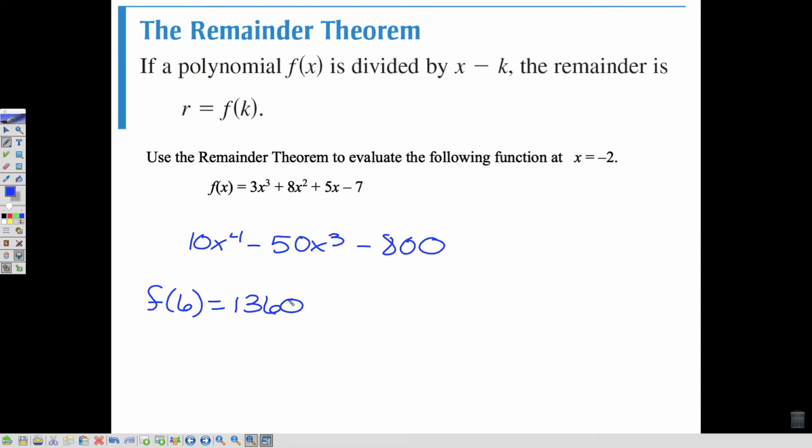So you can use synthetic division to evaluate functions. I think that's the coolest thing about it, because I would rather do synthetic division than take 6 to the 4th, or just think about 18 to the 4th. I don't want to do that. So when we do synthetic division, whatever the remainder is, that's what I get if I plug the number in. So I'm going to prove it to you on a better number.